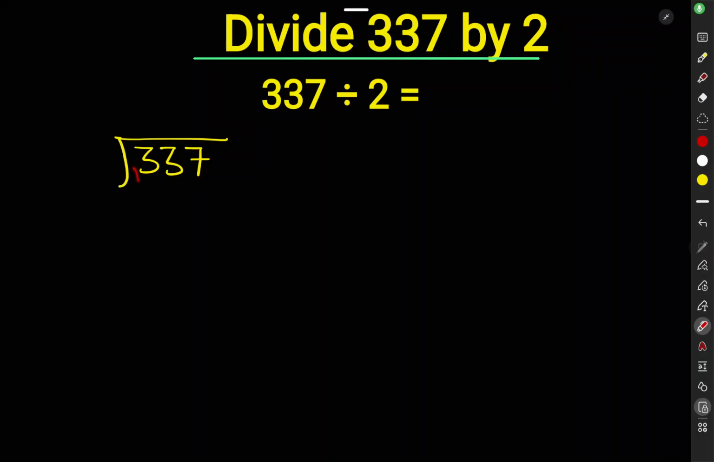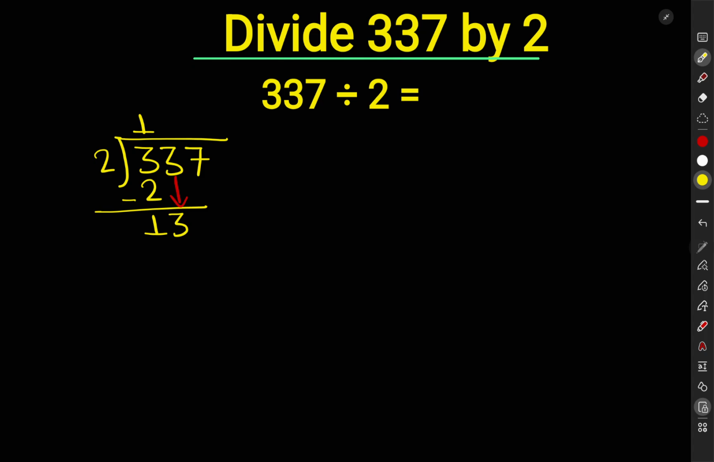We divide 337 by 2 in long division method. So 2 times 1 means 2. On subtracting we get 1. So now this 1 is less than 2. So we put down the number beside this 3.